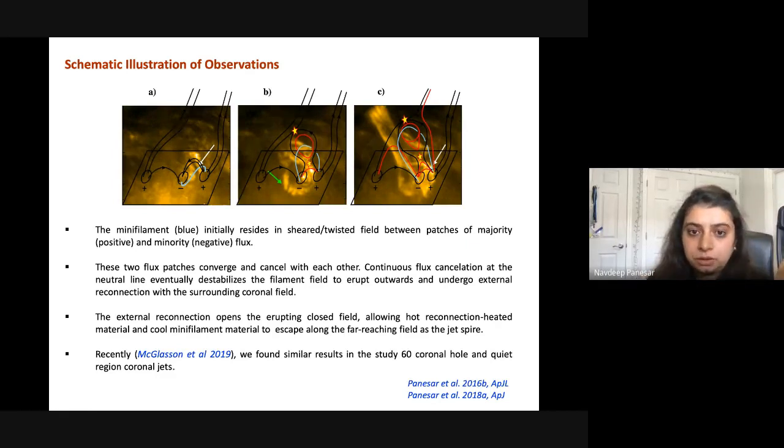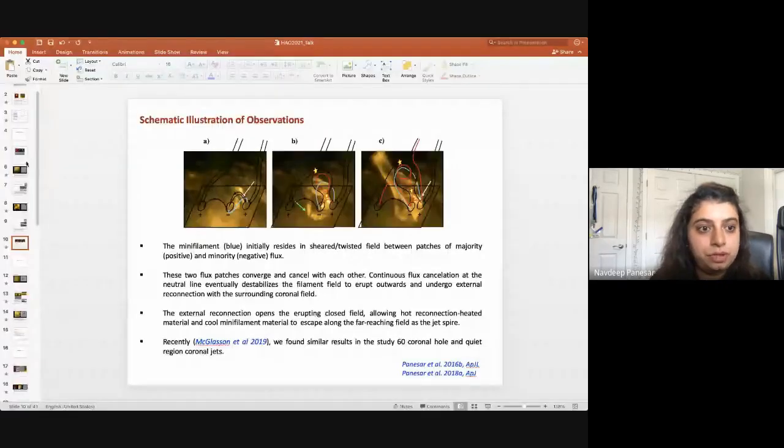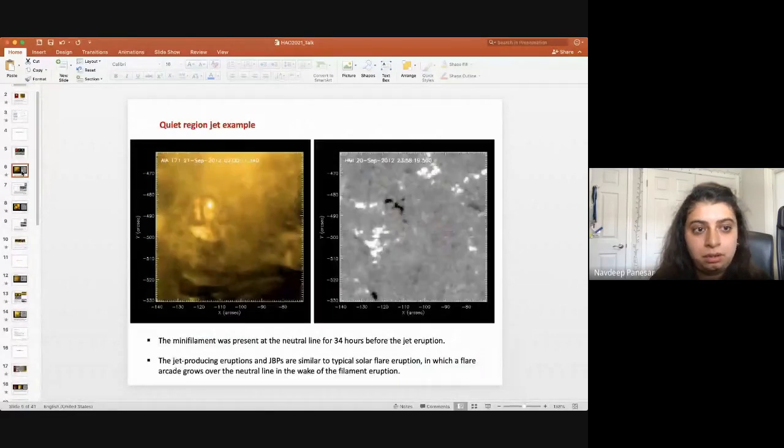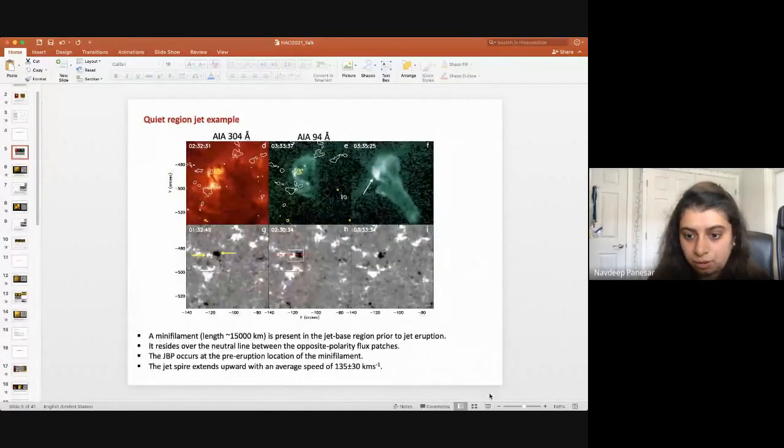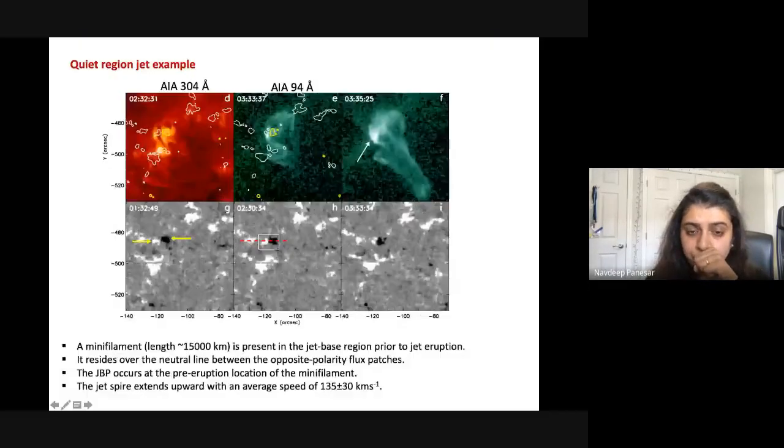So in our observations, when this reconnection happens, we see brightenings, these ones. Let me show you this movie again. No, maybe this one. So in this one, you see, before the jet eruption, there were no external brightenings over here. And these brightenings are the response of external reconnection.